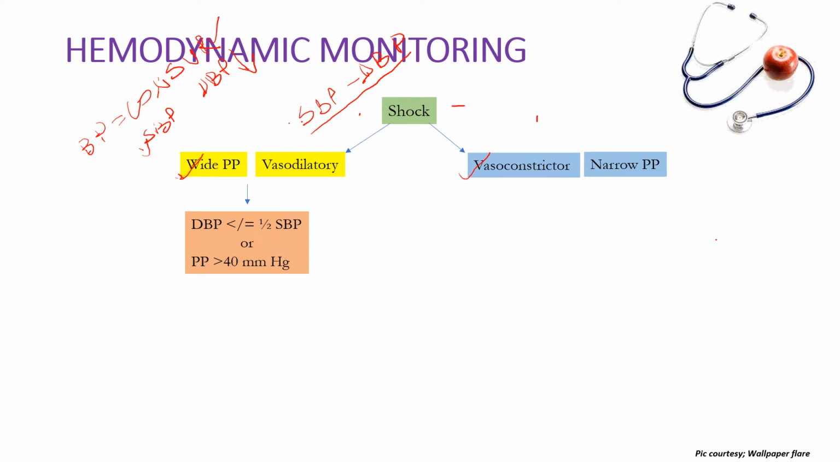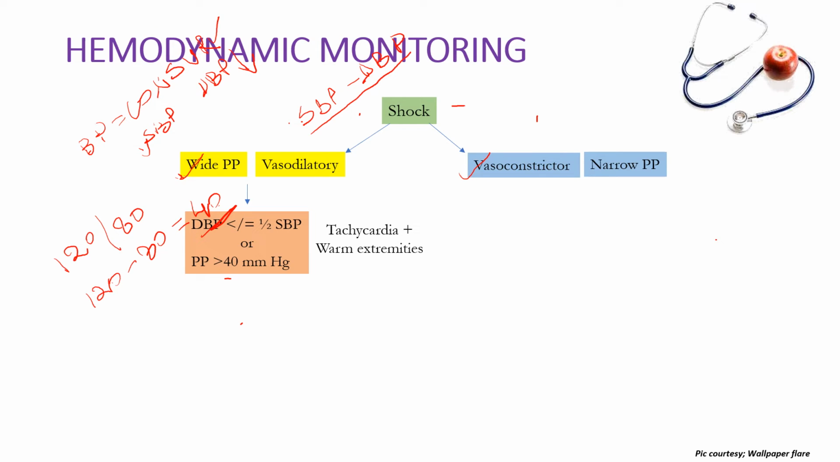So vasodilatory shock is basically when diastolic blood pressure is less than or equal to half of systolic blood pressure, or pulse pressure is more than 40 millimeters of mercury. Actually, we know that the normal blood pressure in an adult is 120 by 80 millimeters of mercury. So 120 minus 80 is equal to 40 millimeters of mercury. This is on an average the normal pulse pressure. So if pulse pressure becomes more than 40 millimeters of mercury, it is referred to as wide pulse pressure.